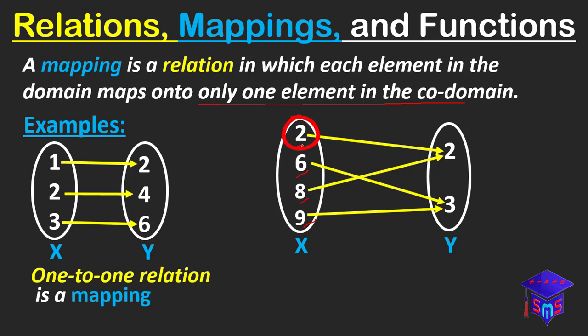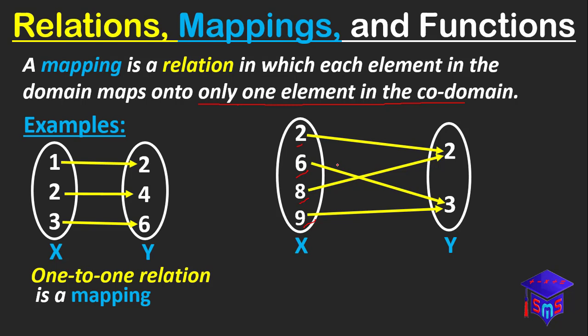So when you check, 2 is mapping to 2 and only 2. 6 is also mapping to only 3. Now 8 is also mapping to only 2, and then 9 is also mapping to only 3. So this satisfies our definition of what? Mapping. So we can say this relation is also a mapping.